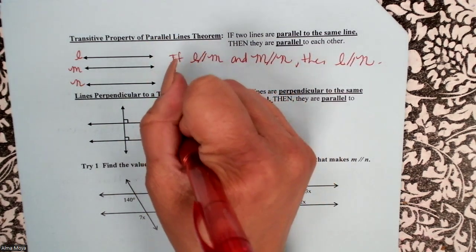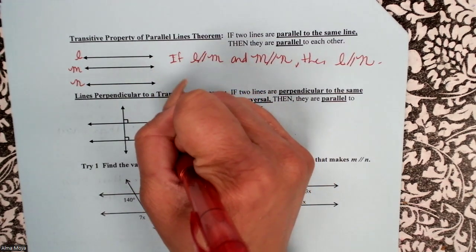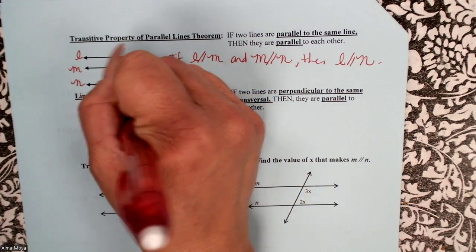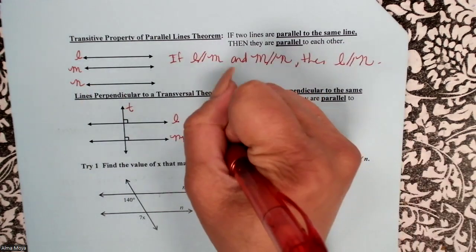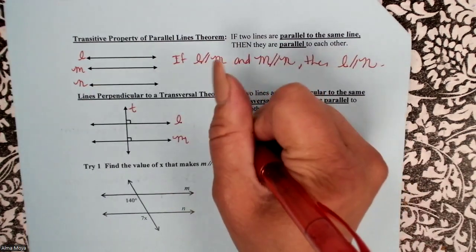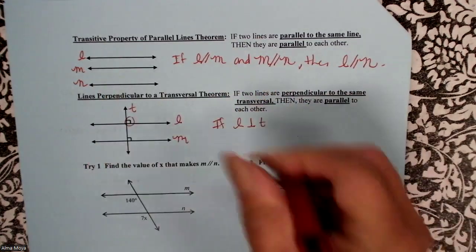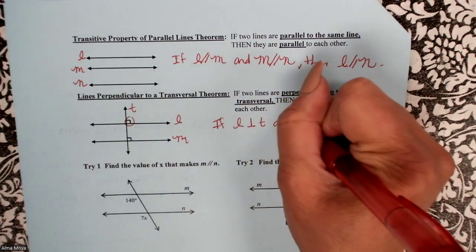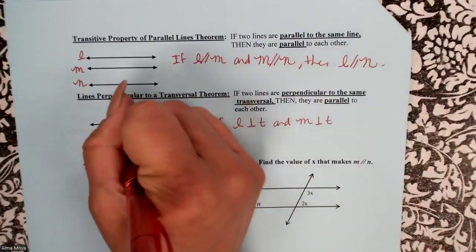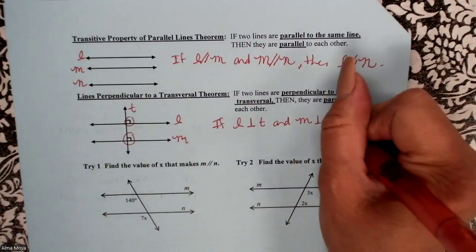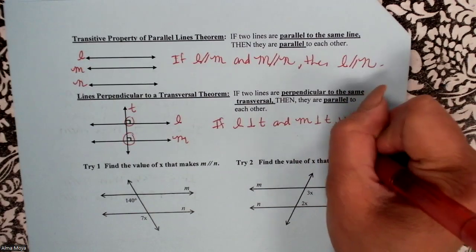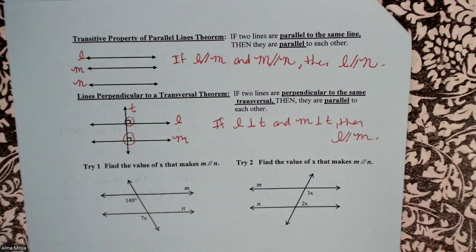So I'm going to say this is L and this is M, and then this is our transversal. If L is perpendicular to T, that's this piece, and M is perpendicular to T, that's this piece right here, then L is parallel to M.